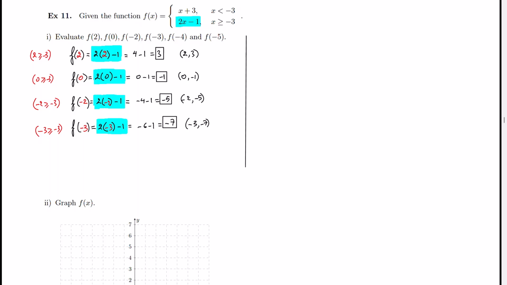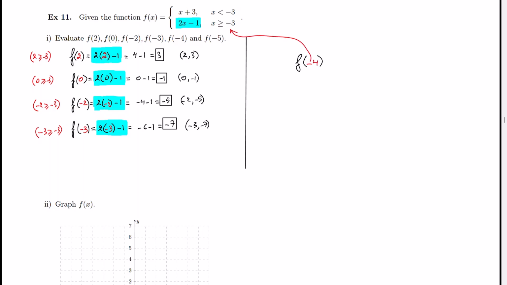Okay, so next let's look at f of negative 4. So how to find f of negative 4? Again, the number here is negative 4. And how does that compare to these values in my domain? Is it smaller than negative 3 or bigger than or equal to negative 3? And the answer is that negative 4 is smaller than negative 3. So this time I will have to use the first formula, which is x plus 3.